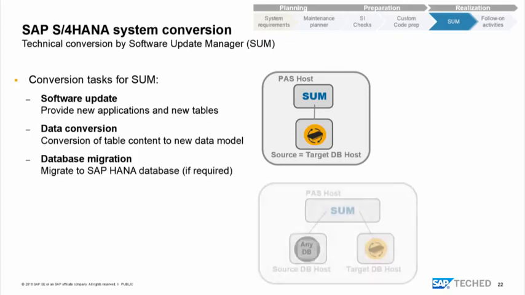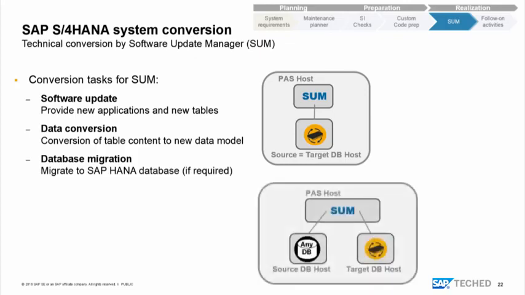In case that your system is not yet running on HANA, then the architecture picture shows two database hosts, the source database and the target HANA database, and the software update manager will execute the migration. The tool has this option called database migration option that will migrate the content from source to target database if required. That is the architecture picture in here.